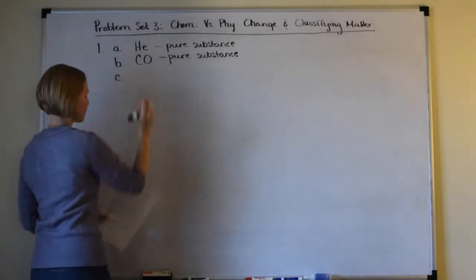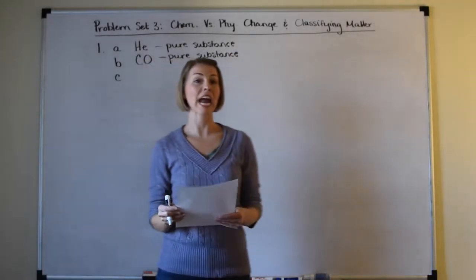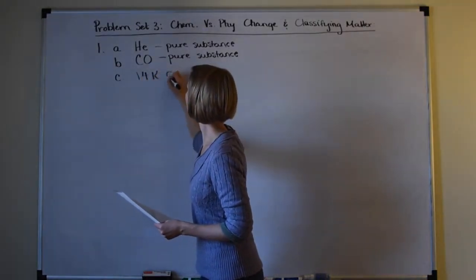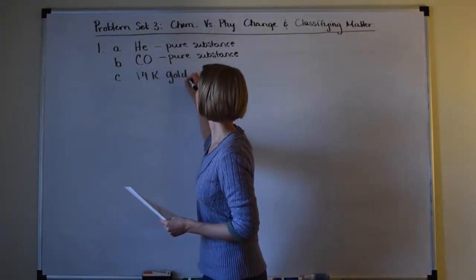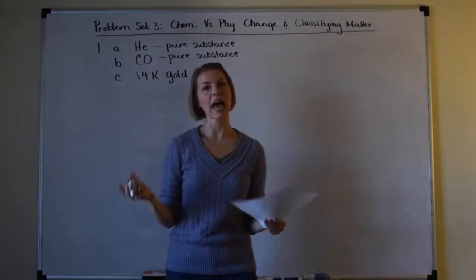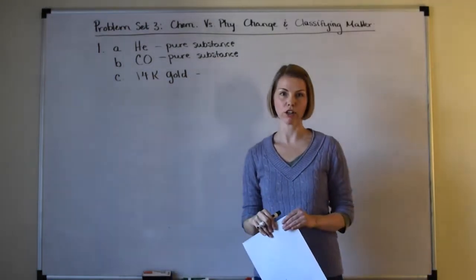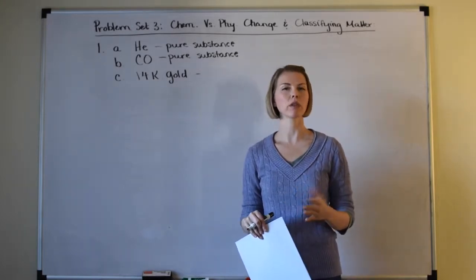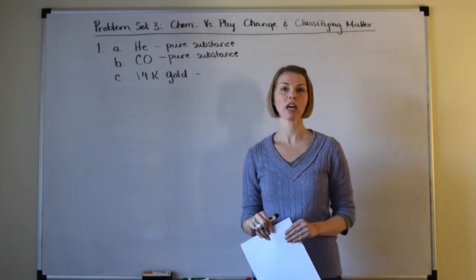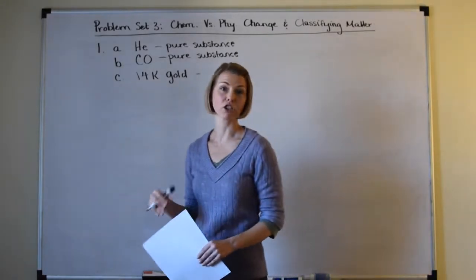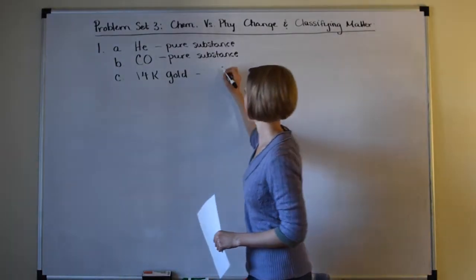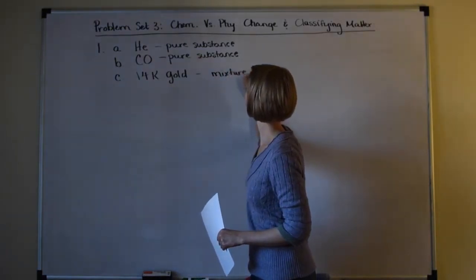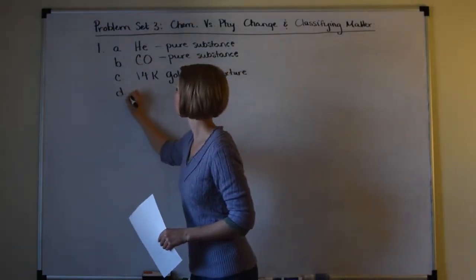And C, 14-karat gold. Gold itself is an element, but 24-karat gold is pure gold. 14-karat gold means it's only about 60% gold, and so that is definitely a mixture. It's mixed with some other elements. So for 14-karat gold, that's a mixture.